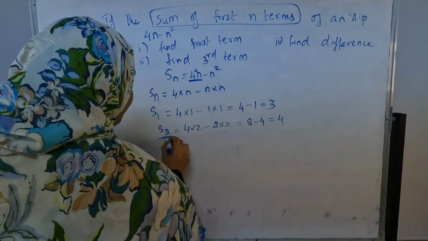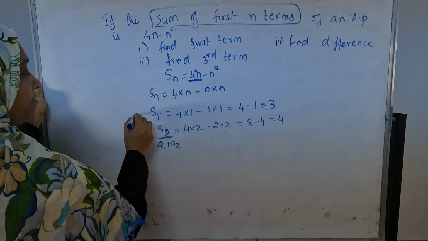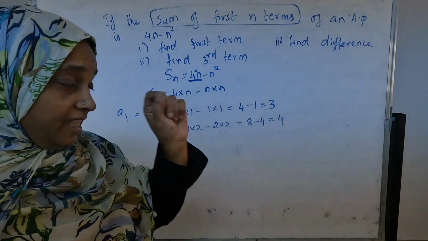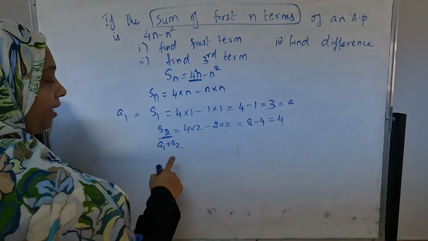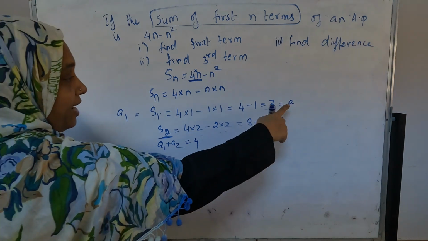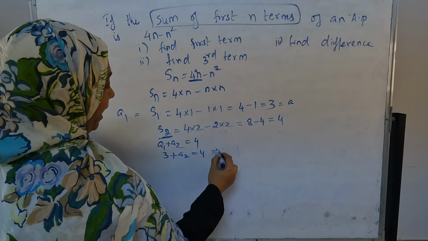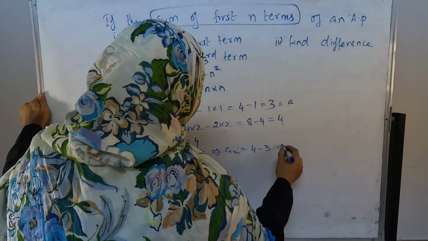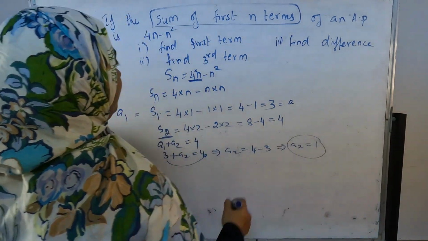Sum of two terms means what? a1 plus a2 is 4. Sum of first term means what? a1 only, since one term only we are adding. So this is representing a1 only. Then a1 plus a2 is 4. A1 we already have, 3. So substitute 3: 3 plus a2 is 4. So a2 is 4 minus 3, that is a2 is 1. The second term is 1.